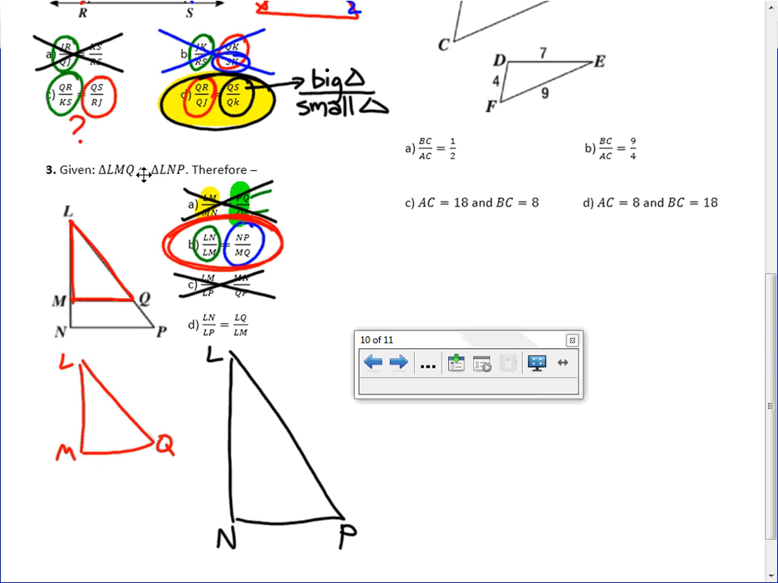Let's go to choice D. Let's look at L to N. So that's this big triangle to LP. What? It's in the same triangle. That doesn't make any sense either. All right, we're crossing that out. The answer is B. Good to know.